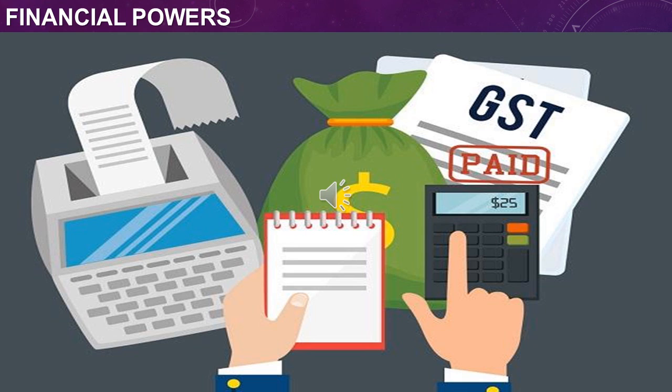Money bill in the union government, where is it introduced? Yes, only in the Lok Sabha, not in the Rajya Sabha. The same procedure applies here: a money bill can be introduced only in the state legislative assembly, not in the state legislative council. No new tax can be imposed without the sanction and permission of the assembly.